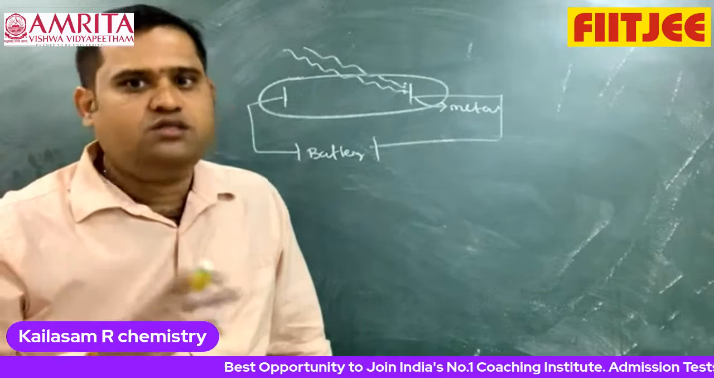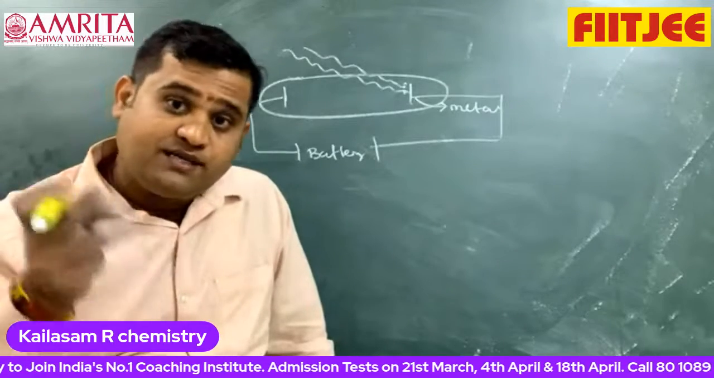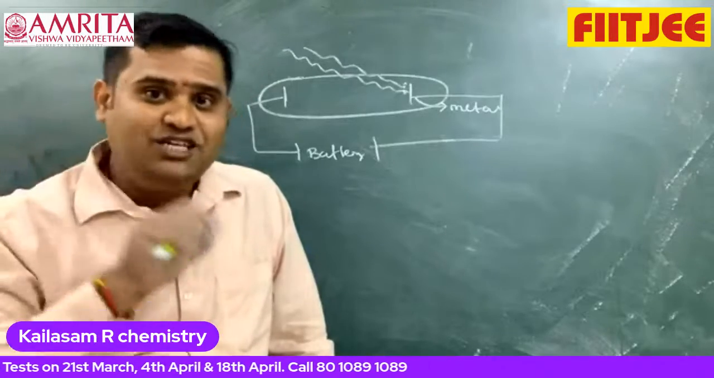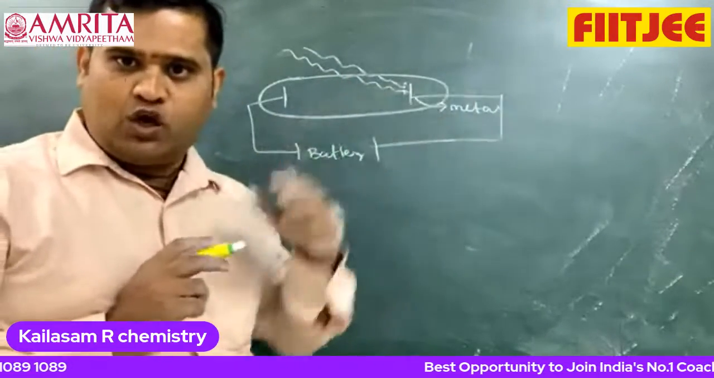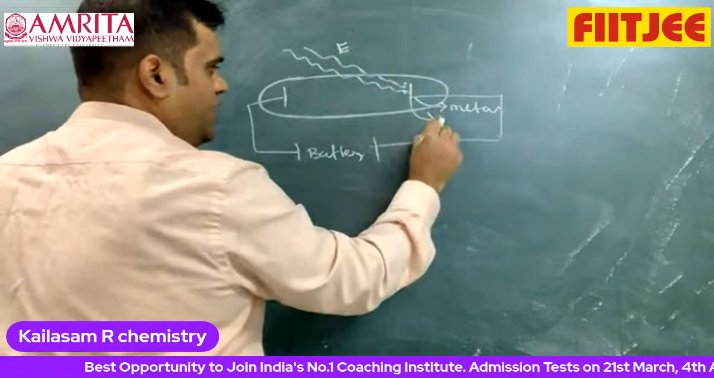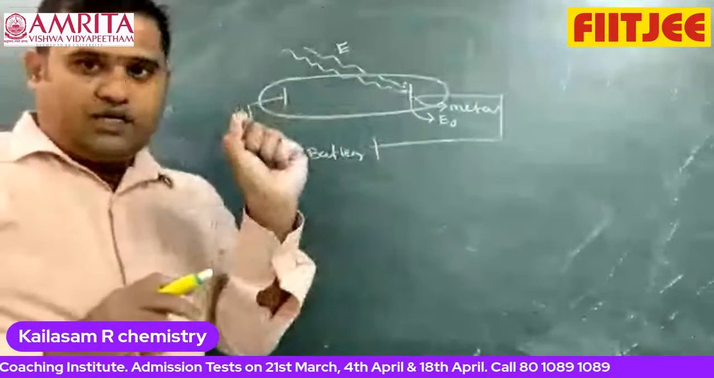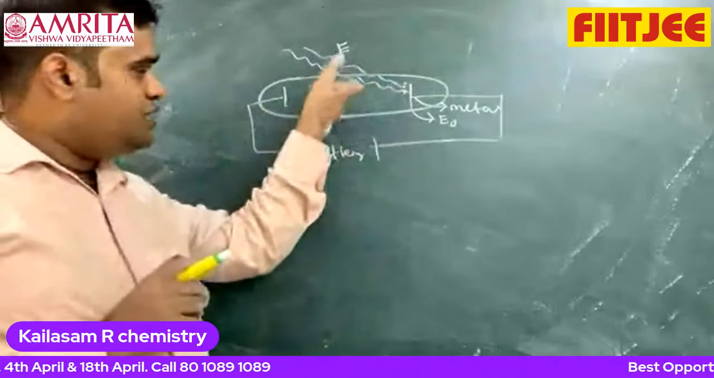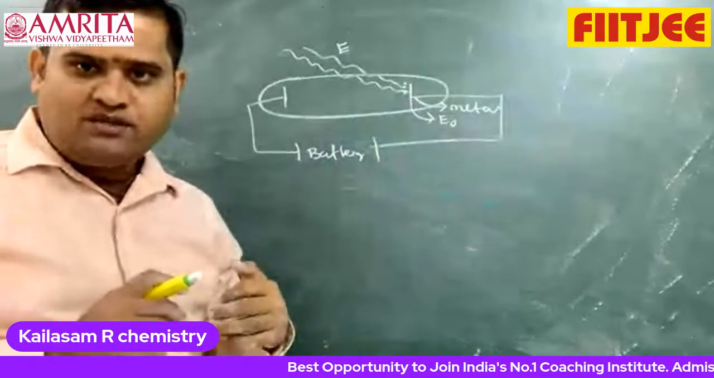That phenomenon is called the photoelectric effect. The electrons come out from the surface of the metal, related to the ionization energy of the metal. The condition for the photoelectric effect is that the incident light should possess the minimum energy to remove the electron. This is E naught, called the work function. The electron is strongly attracted by the nucleus, so to remove that, obviously the energy should be greater than or equal to E naught. Then only will the electron be removed from the surface of the metal.